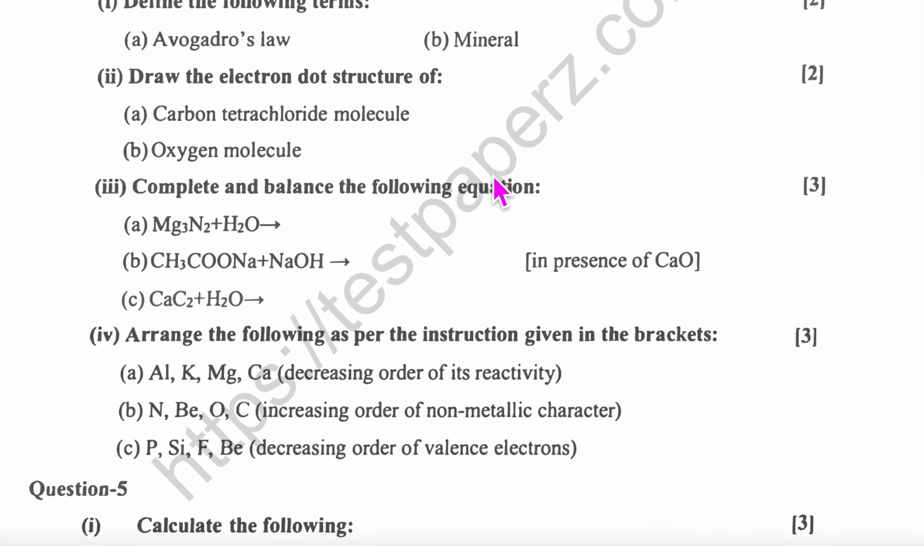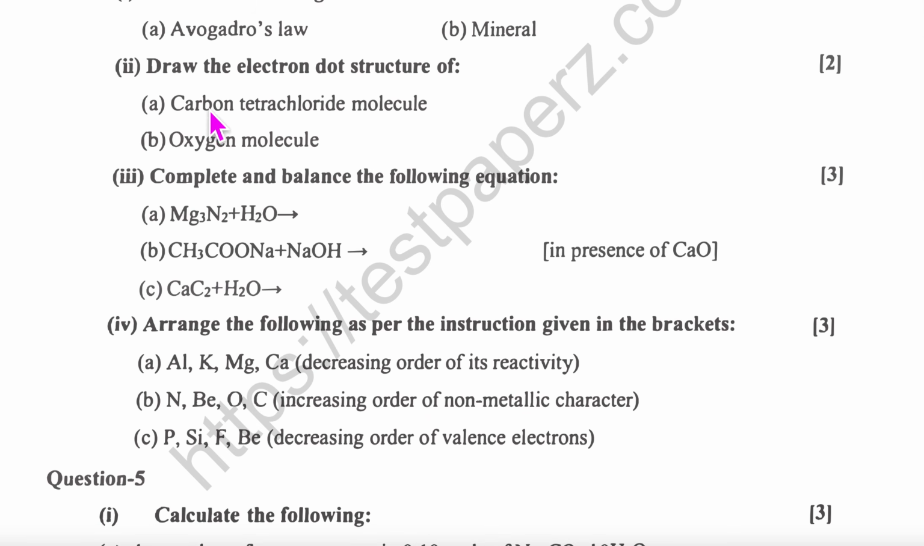Definitions are okay, learn all the definitions. Electron dot diagrams are okay. Complete and balance the reactions. This is warm water with magnesium nitride, and what you have to remember is HOH. So Mg3N2 plus HOH gives 3 Mg(OH)2, which means 6 OHs, so it will be 6 H2O. You learned it that way also. Okay, smart.